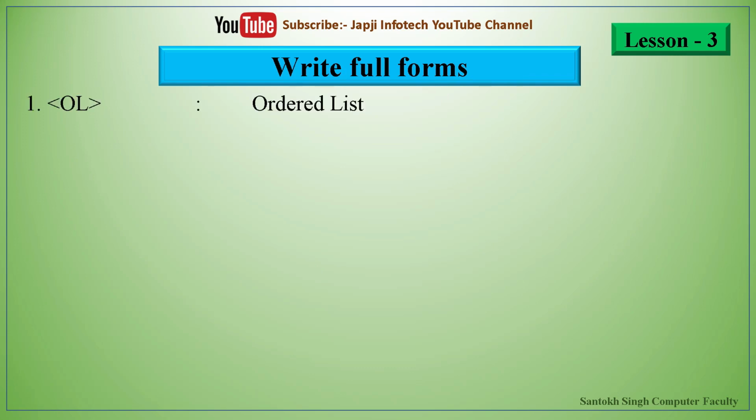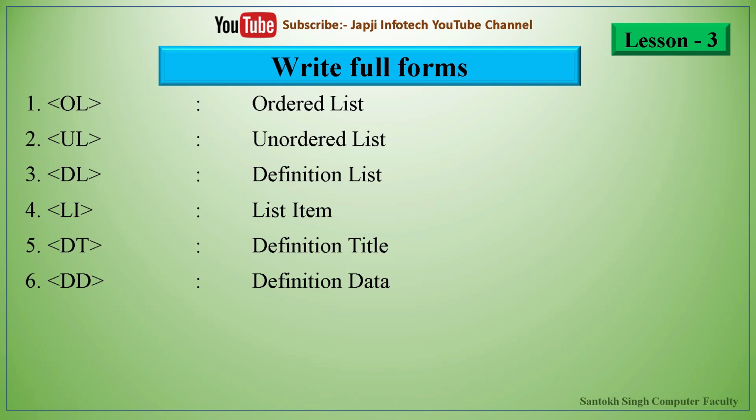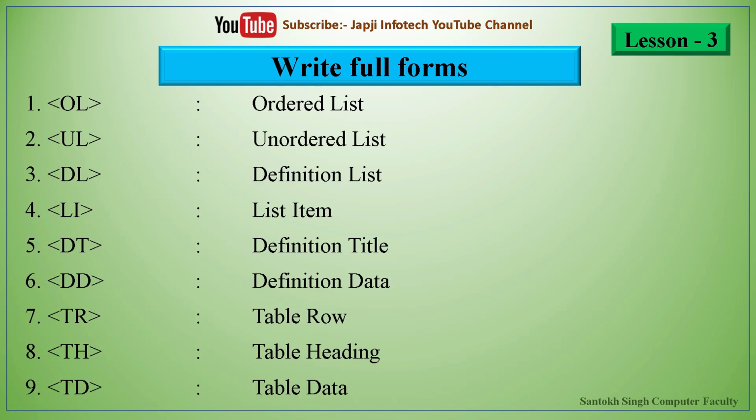And the first one is the OL tag. OL tag stands for ordered list. UL tag stands for unordered list. DL tag stands for definition list. LI tag stands for list item. DT tag stands for definition title. DD tag stands for definition data. TR tag stands for table row. TH tag stands for table heading. And TD tag stands for table data.